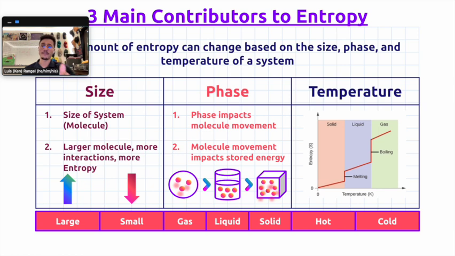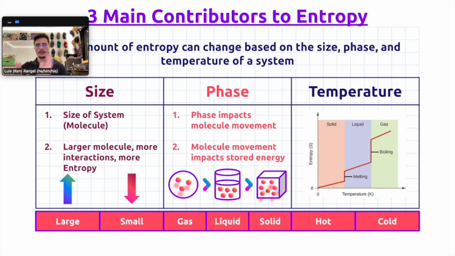For example, and then moving on to phase, if it's in a gas state, it has more movement, more flow to its surroundings, causing more interactions. While if it's a solid, it's more rigid, compact, preventing that movement and interactions from occurring. And then lastly, temperature.